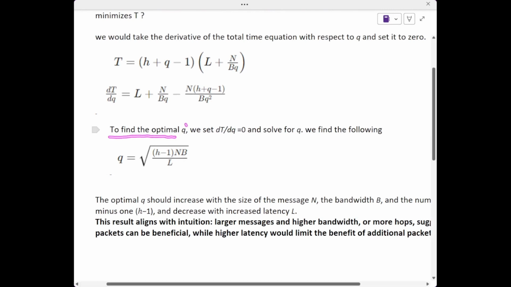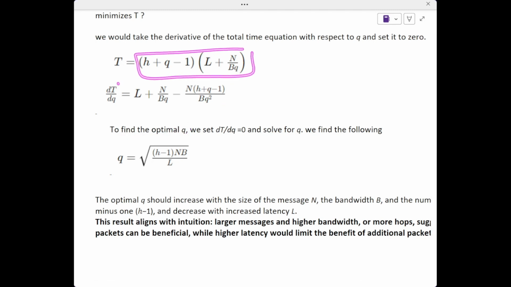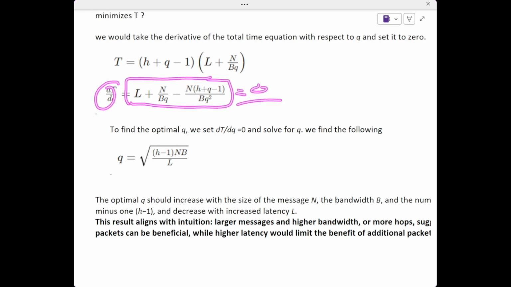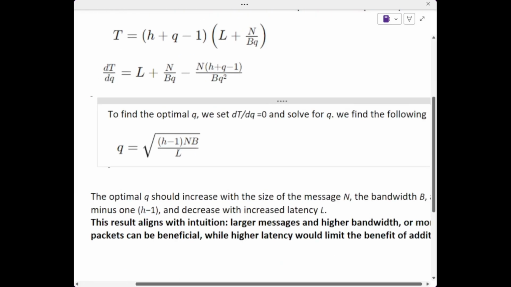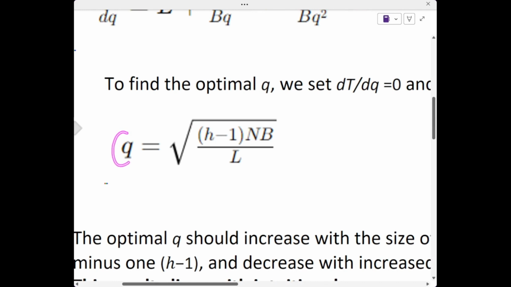To find the optimal q, after we calculate the derivative, we set it equal to 0 and solve for q. We find that q is minimizing the derivative when it is racine de (h-1) fois mb sur l. We can see here we found the number of packets, the optimal number of packets.